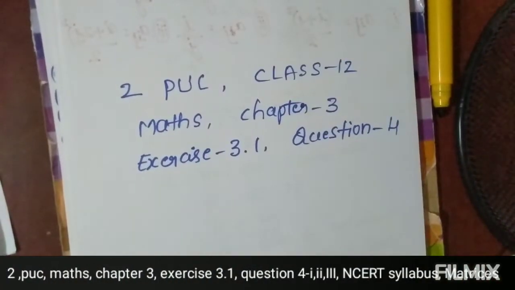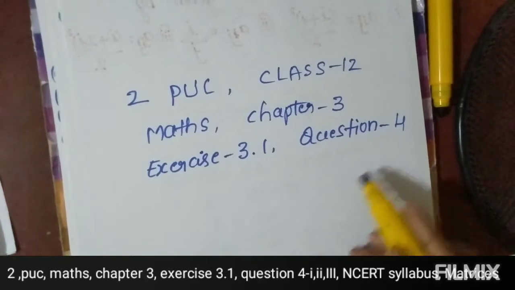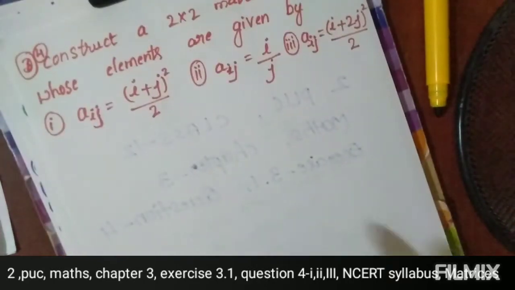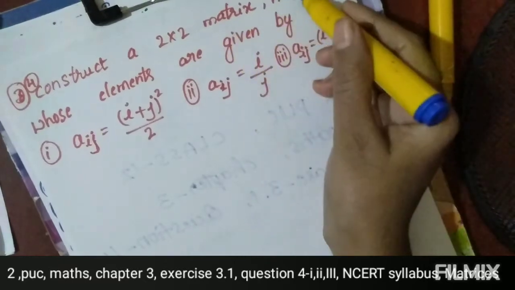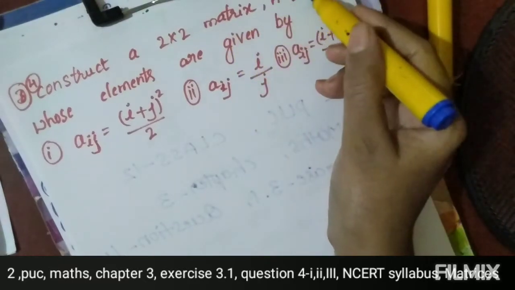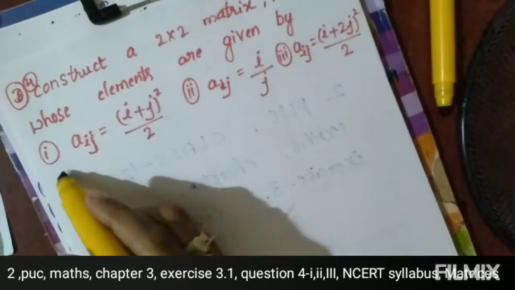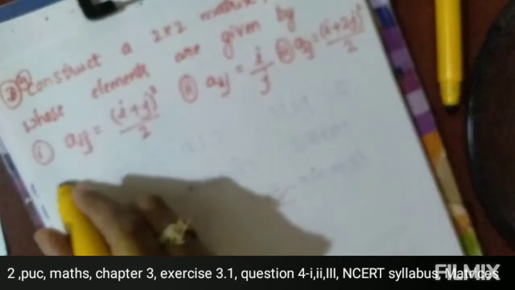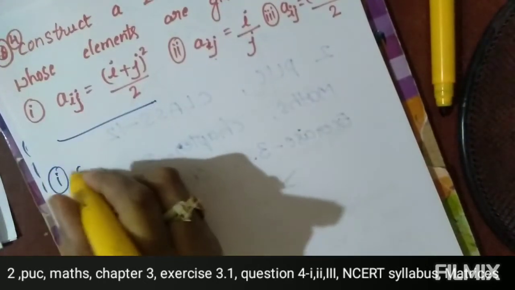Second PUC class 12 maths chapter 3 exercise 3.1 question number 4. Construct a 2 into 2 matrix A equal to [aij] whose elements are given by the first, second and third. First we solve this first one. Okay, solution.